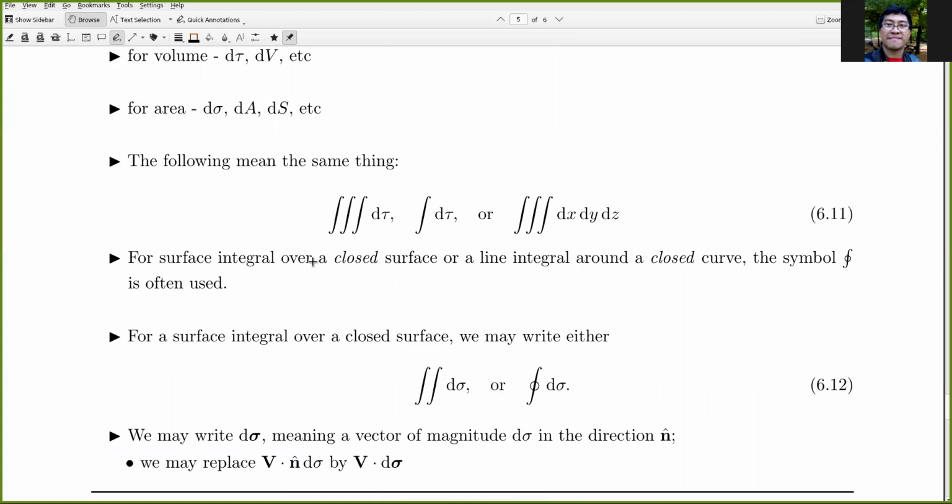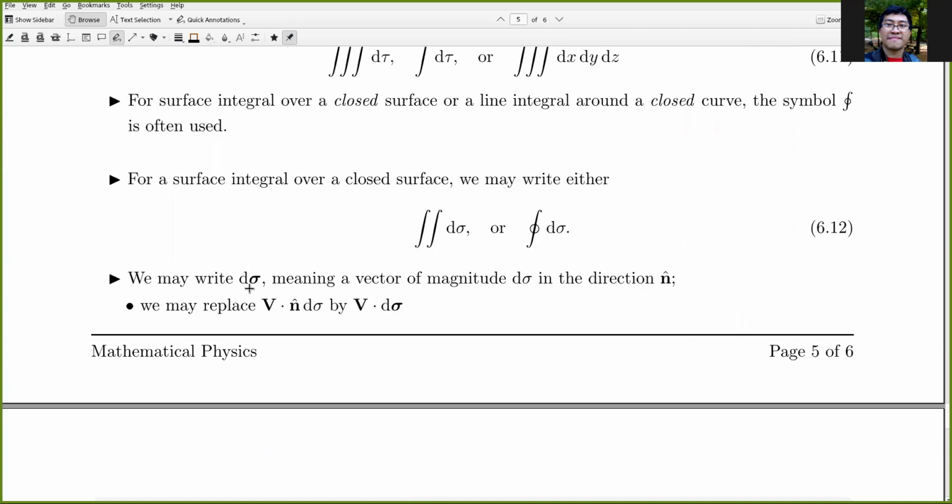So this triple integral d tau would mean the same as the triple integral dx dy dz. For a surface integral over a closed surface or a line integral around a closed curve, we use the integral symbol with a circle. For a surface integral over a closed surface, we may either write this over all surface, or this integral with a circle. Also, we may write the sigma vector, meaning a vector of magnitude d sigma in the direction of n, where n is a unit vector perpendicular, or normal, to the surface element. So we may replace v dot n d sigma by v dot d sigma, or n d sigma would mean the same as the sigma vector.